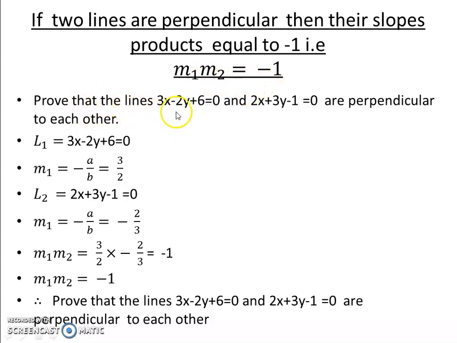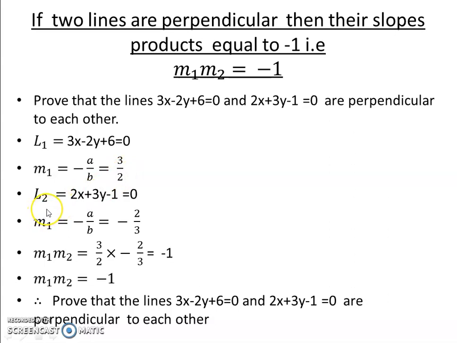Prove that the lines 3x minus 2y plus 6 equal to 0 and 2x plus 3y minus 1 equal to 0 are perpendicular to each other. So we have L1 is equal to 3x minus 2y plus 6 equal to 0. The straight line slope is given by M is equal to minus a upon b. So M1 is equal to minus a upon b, coefficient of x upon coefficient of y. So coefficient of x is 3, coefficient of y is minus 2. So minus minus gets cancelled. Final answer is 3 by 2. So we derive M1 is equal to 3 by 2.